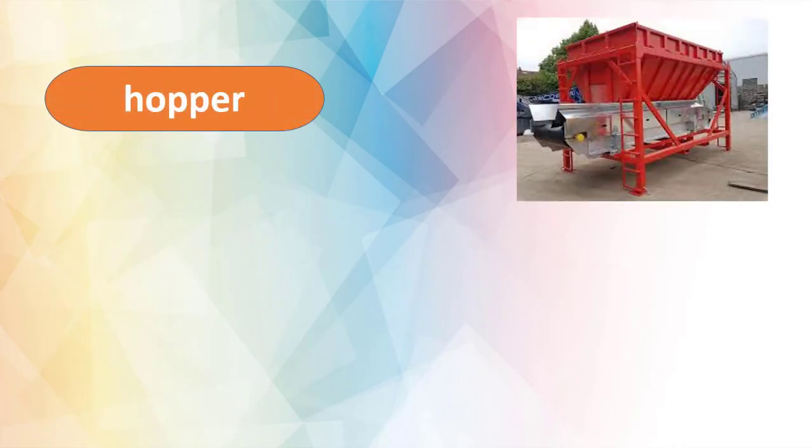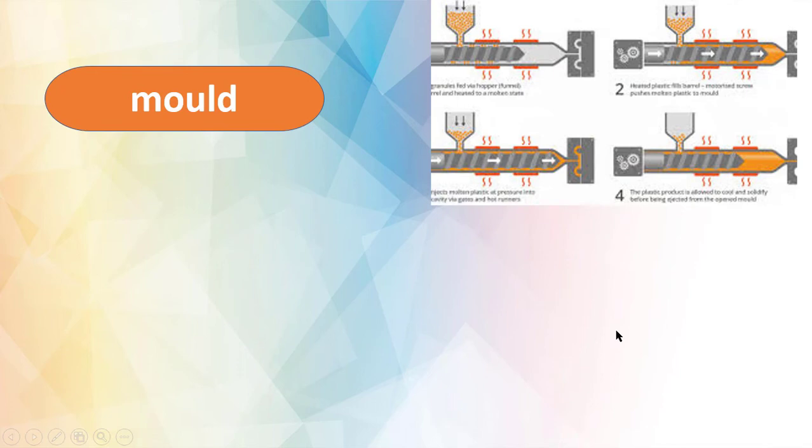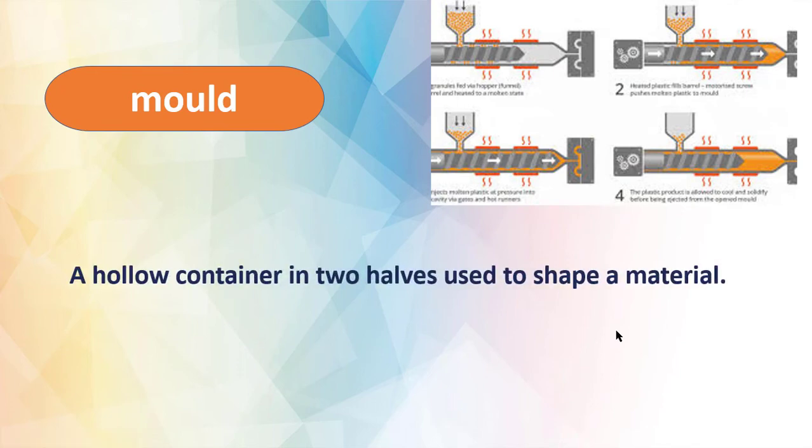Hopper: a large tube, wide at one end, through which large amounts of small, separate things, for example, seeds, can be moved from one container to another. Mold. Mold means a hollow container in two halves used to shape a material.